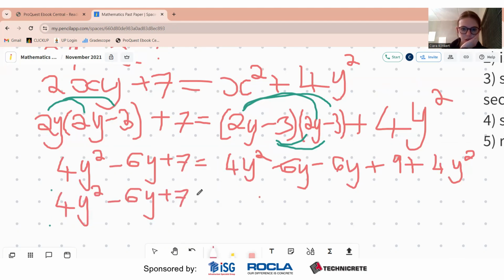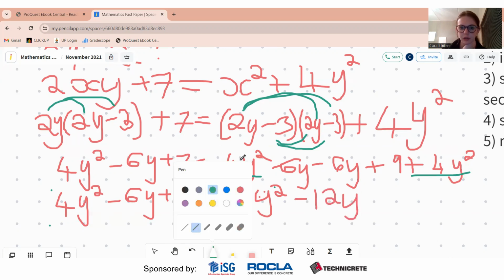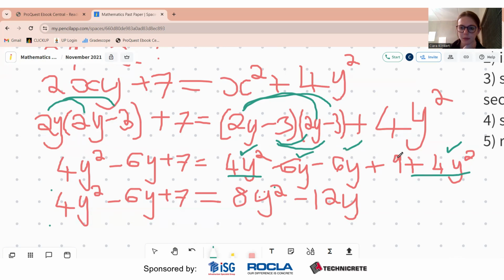Then on the left-hand side, I see that I've got a 4y squared plus a 4y squared. So that is going to give me 8y squared. And I've got a minus 6y, a minus 6y. That is going to give me minus 12y. I just want to take stock quickly that I've included all the terms in my calculation. Taking care of that 4y squared and that 4y squared and that minus 6y and that minus 6y. All that's left is the 9, and it doesn't have any like terms. So I simply say plus 9.